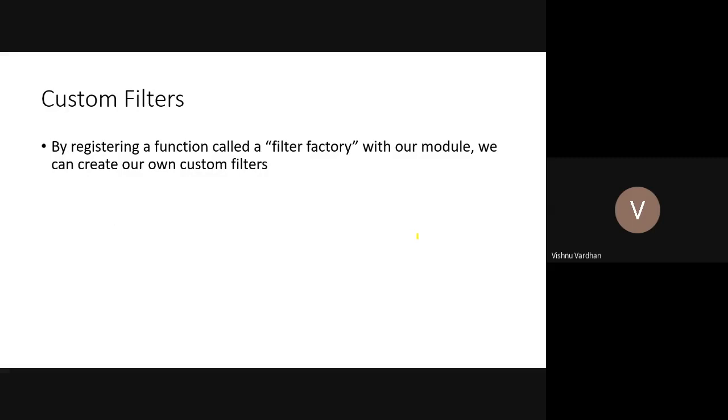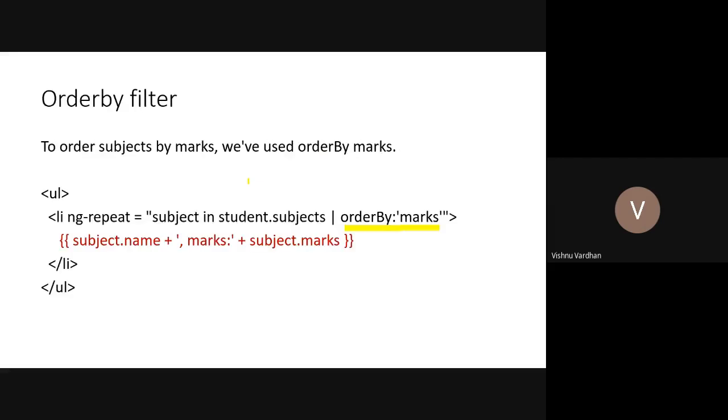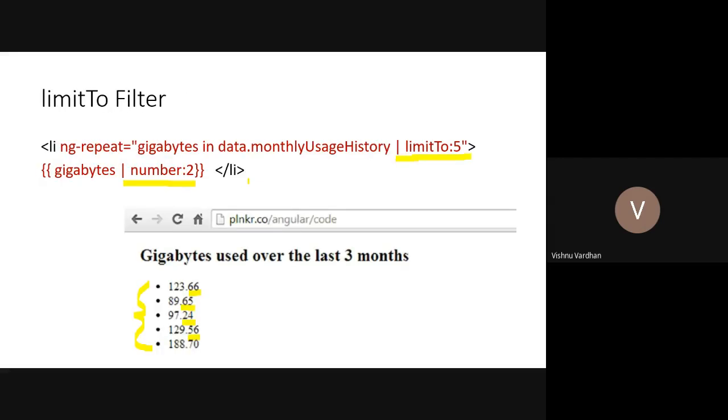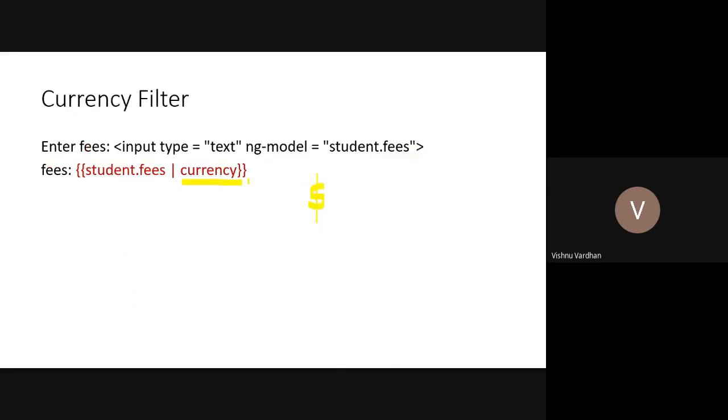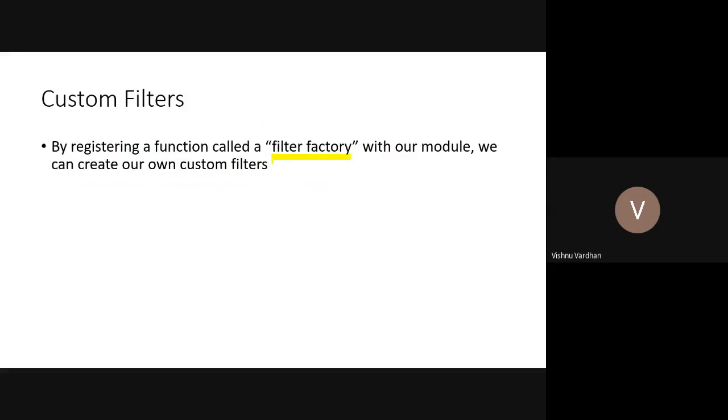And not only that, we can provide our custom filters also. By registering a function called a filter factory, when you go to the advanced AngularJS implementation, we can create filter factories. With our module, we can create our own custom filters. So if you are not satisfied with the default filters provided by AngularJS, you can implement your own custom filter, but for that you need a good understanding of modules and how to write further customization on your filter. In that way, we can implement our own custom filters.